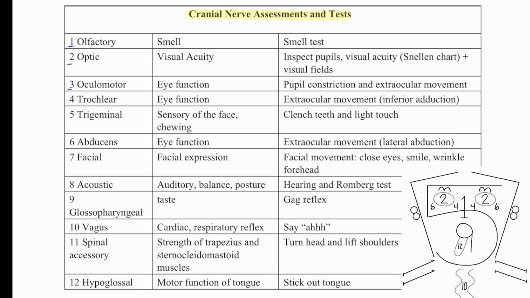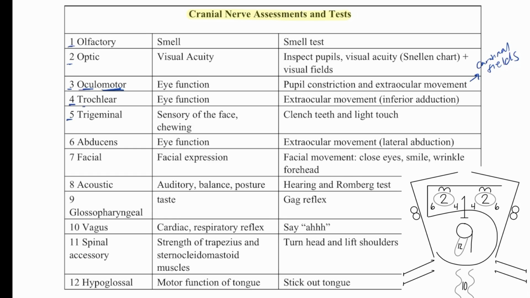Oculomotor is eye movement. You can remember this with the motor. Ocular is eyes, motor is movement. So we're looking at eye function. We're going to look at pupil constriction and extraocular movements. Extraocular movements, these are our cardinal fields. And this is really if you just hold a pen in front of the patient and move it side to side, up and down, going diagonal across and making sure that their eyes can move in all of those directions. We then have trochlear. So this is our eye function. Again, we're looking at those extraocular movements and the inferior abduction.